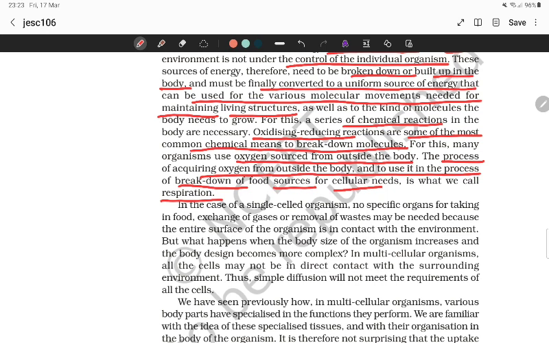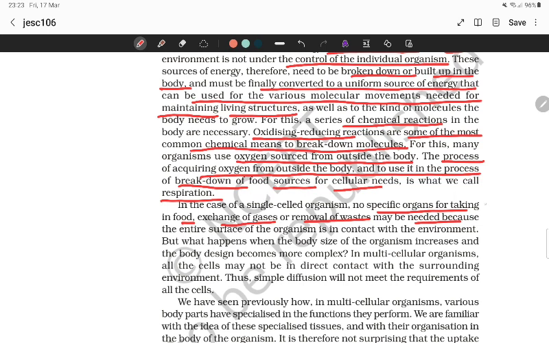So, what we have understood earlier, that first of all, absorption of the nutrients is important, food is important, so nutrition is important, and after the nutrition is acquired, then that nutrition has to be broken down in the presence of the oxygen, and that process is called respiration. In the case of single cell organisms, no specific organs for taking food, exchange of gases, removal of waste may be needed, because the entire surface of the organism is in contact with the environment.